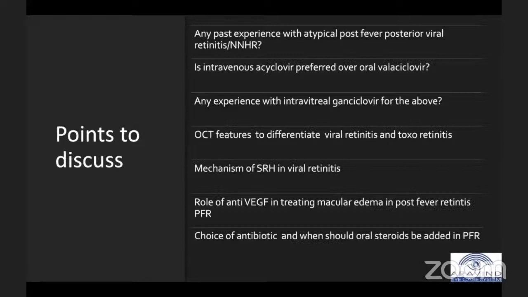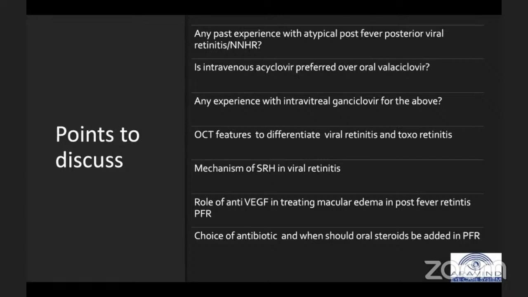So the points for discussion I want to put are: any past experience of these post-fever retinitis of viral etiology, and also non-necrotizing herpetic retinopathy, where there is no full thickness necrosis as it happens in viral retinitis. Is intravenous acyclovir preferred over oral valacyclovir? Any experience with intravenous ganciclovir used for post-fever retinitis? And a word about OCT features to differentiate viral retinitis and toxoretinitis?